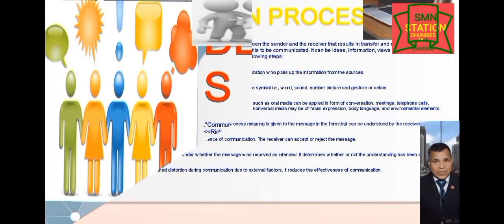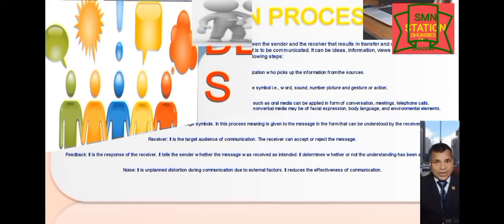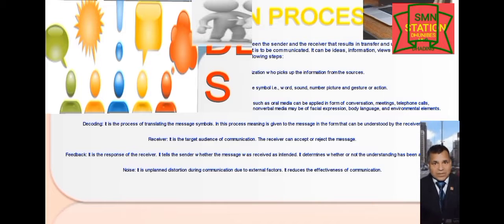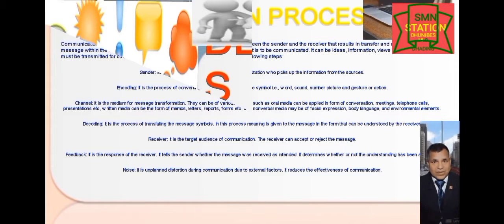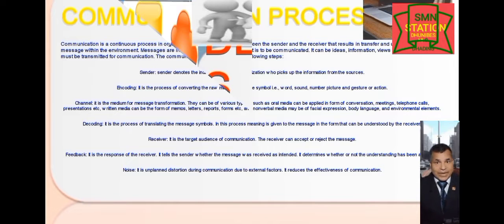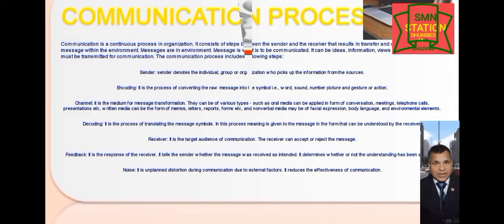Number 1, sender. Sender denotes the individual, group, or organization who picks up the information from the sources. Number 2, encoding. It is the process of converting the raw message into symbols, that is word, sound, number, picture, gesture, or action. Number 3, channel. It is the medium for message transmission.